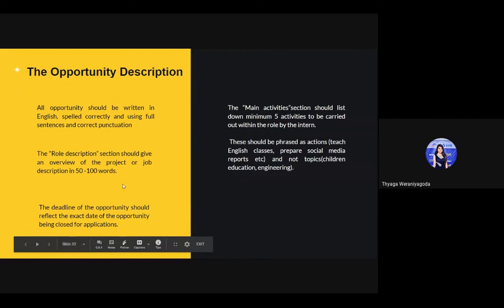Next thing. So then we did the opportunity description, which has the role description. The next one is the main activities. This main activities is a list of a minimum of 5 activities which should be carried out by the exchange participant. These should be phrased as actions and not as topics, right? For example, teach English classes, prepare social media reports, likewise. Now, these are 5 sentences, but these 5 sentences should be fully completed, and not just 2 or 3 words. They should be nicely written, clear sentences.